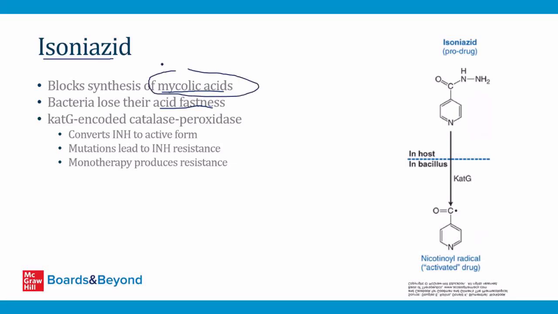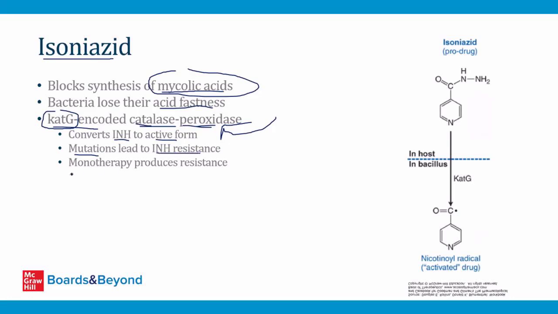There's an enzyme inside of tuberculosis bacteria called KatG-encoded catalase peroxidase that's essential for isoniazid to work. This enzyme is sometimes called KatG for short. It's encoded by a gene called katG, and the gene product functions as an enzyme that has catalase and peroxidase activity. But the reason this enzyme is so important is because it converts INH to its active form once the antibiotic is taken up by the bacteria. And so you need this enzyme present in order for INH to work, and if mutations develop in this enzyme, then the bacteria can become resistant to INH.